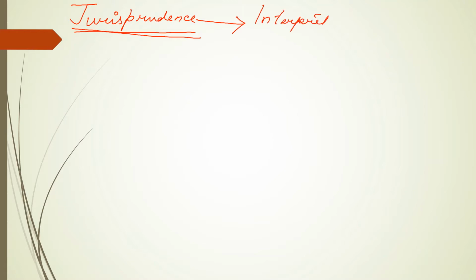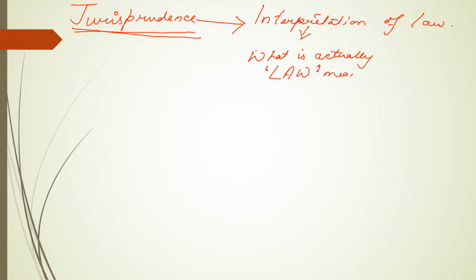So today my topic is jurisprudence. Now what do you mean by this term, jurisprudence? Jurisprudence actually means interpretation of law. What do you mean by interpretation? That means what this law actually means. Interpretation means how you are interpreting law.